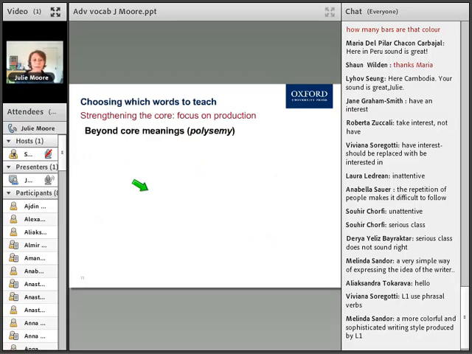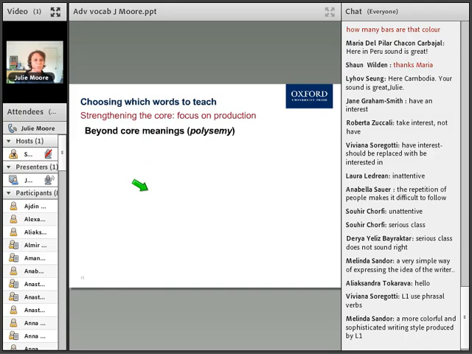So if I was going to use this particular graphic, I would only use it with a very high level class, an advanced class. If I had an upper intermediate class, I would probably simplify it. But what I'm encouraging the students to do is to play around with using this word that they think they know, but actually using it in slightly different ways. So you're encouraging them to experiment a little bit.